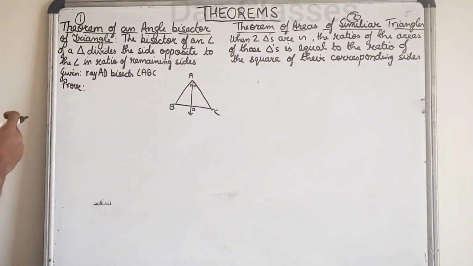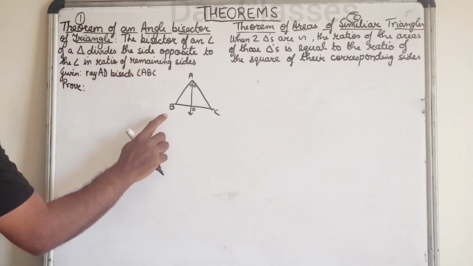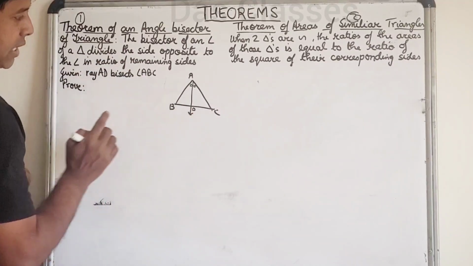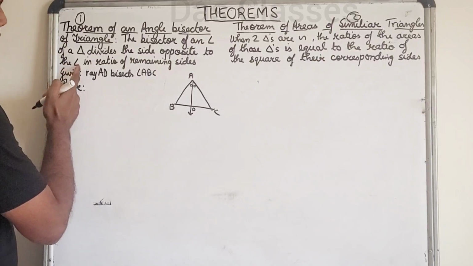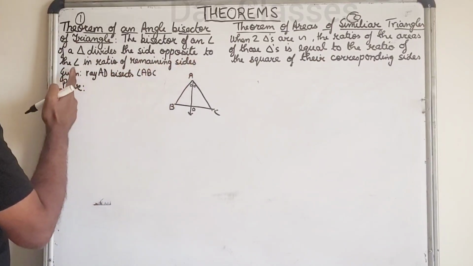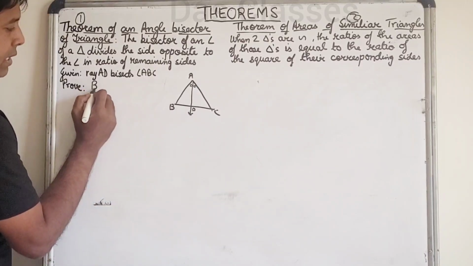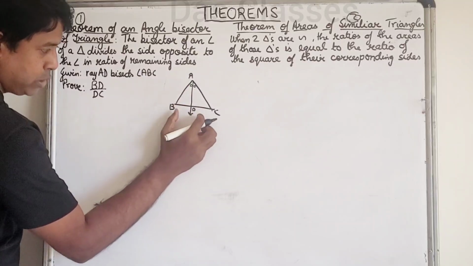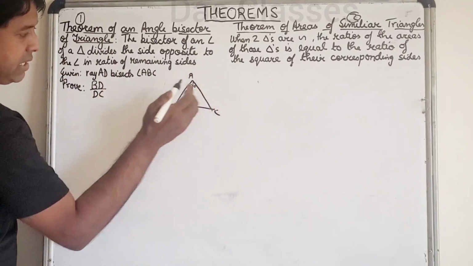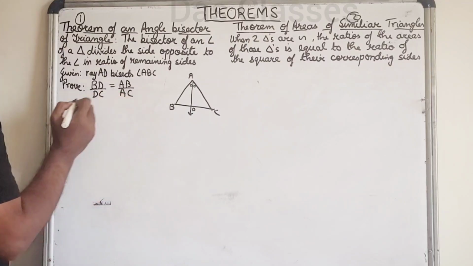And so we have to prove, let's see what they have written. The bisector of an angle of a triangle divides the side opposite. Now, which is the side opposite? This is the side opposite. It divides the side opposite to the angle in the ratio of the remaining sides. This means BD upon DC, the side opposite which has been divided, is equal to AB upon AC.